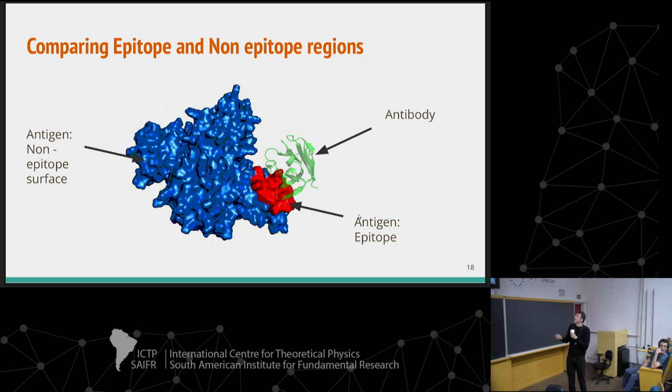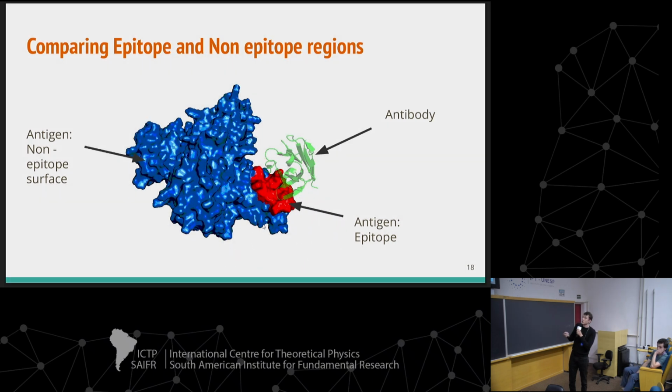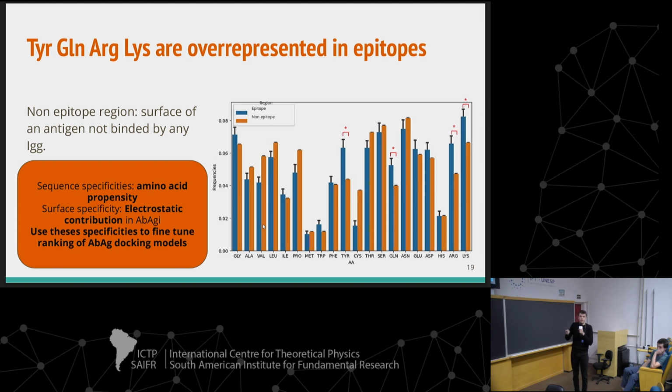A second thing that we can observe, underlined by the following question: the antibody is binding in this region, which is the epitope, and you can ask, is this region specific? Does this region have some features that are different from the rest of the antigen surface and make the antibody bind to it? Again, we can look at amino acid propensities very simply, and we can see that some amino acids that are charged are overrepresented at the epitope surface.